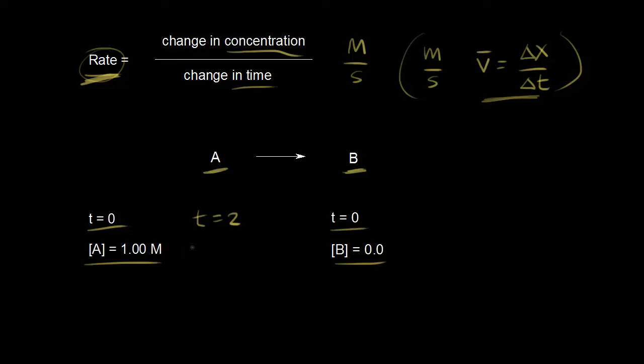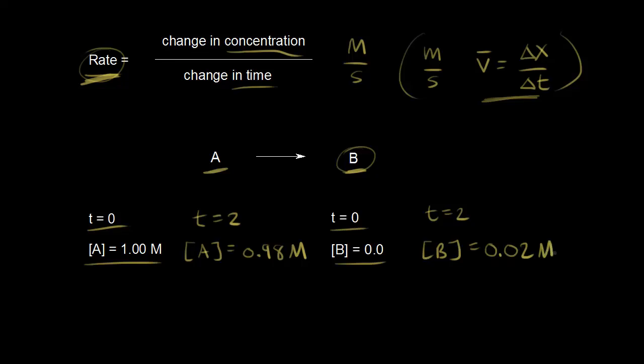So we wait 2 seconds, and then we measure the concentration of A. Obviously, the concentration of A is going to go down because A is turning into B. Let's say the concentration of A turns out to be 0.98 molar. So we lost 0.02 molar for the concentration of A. So since A turns into B, after 2 seconds, the concentration of B is 0.02 molar, right? Because A turned into B. So this is our concentration of B after 2 seconds.